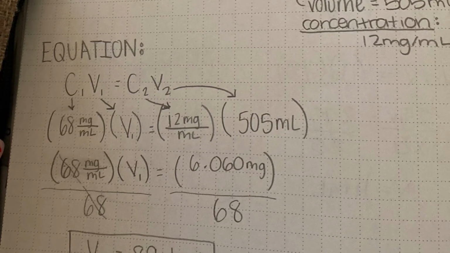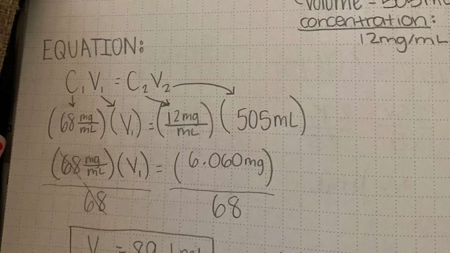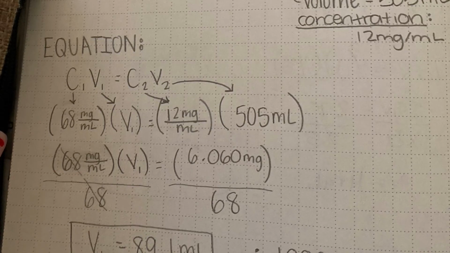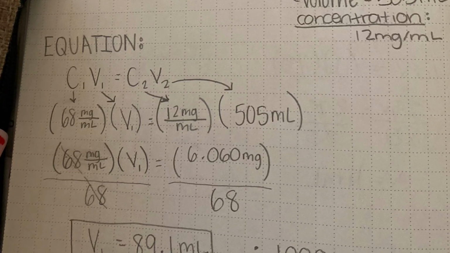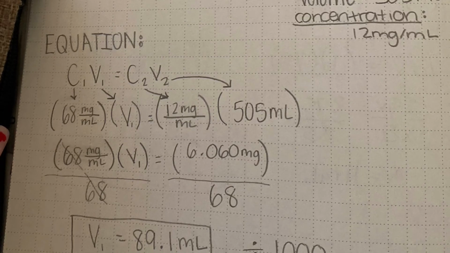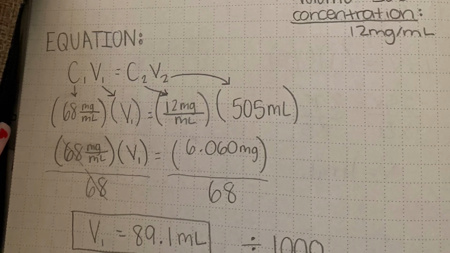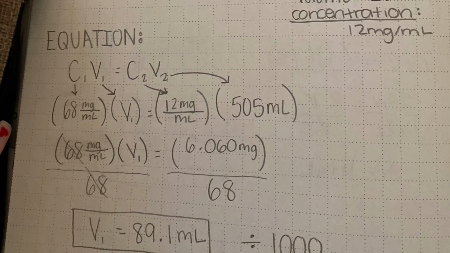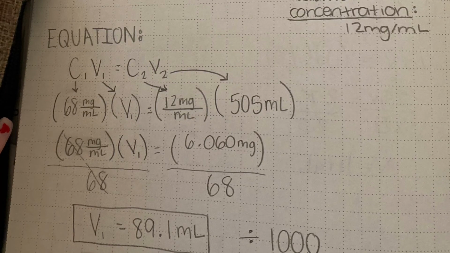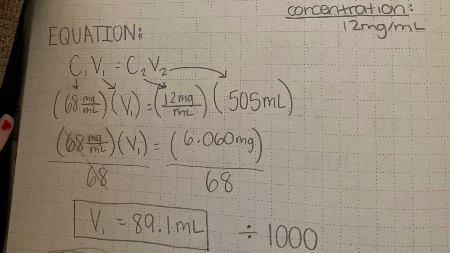So what we do is we take our first concentration, which is 68 milligrams per milliliter, and we multiply that by volume 1. Then we put on the other side of the equal sign the second concentration, which is the 12 milligrams per milliliter. Then we multiply that by the 505 milliliters because that's how much volume was in the second concentration. The next thing we would do is multiply the 12 milligrams per milliliter times the 505 milliliters because for every 1 milliliter we have 12 milligrams. So after we do that, we get 6,060 milligrams.